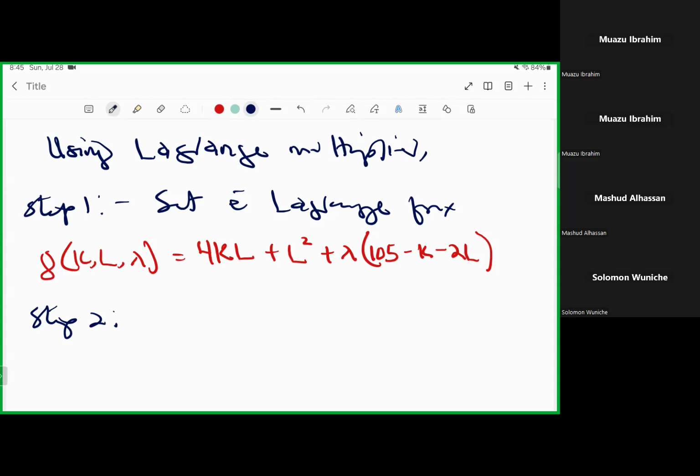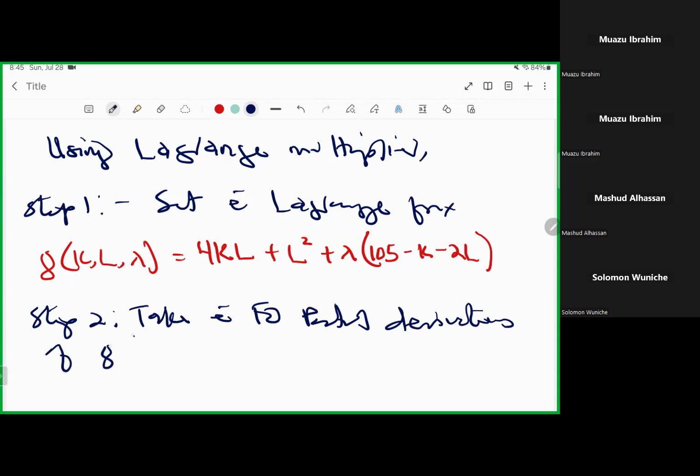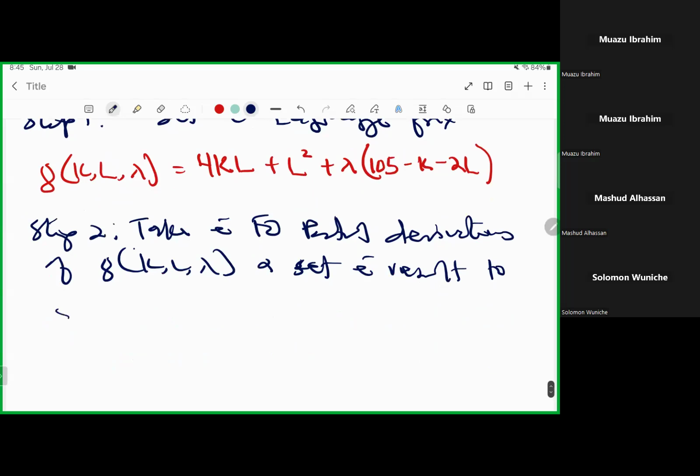Step 2. So step 2 will be to take the first order partial derivatives of this one, and set the results to stationary, or set the result to 0.